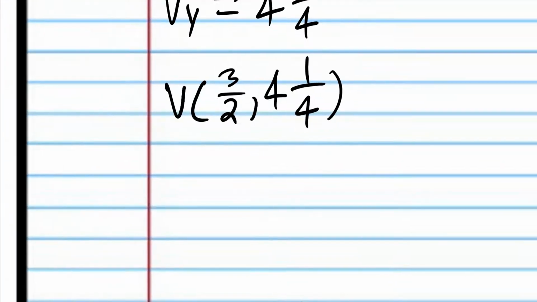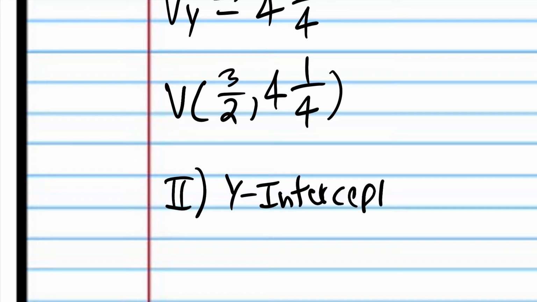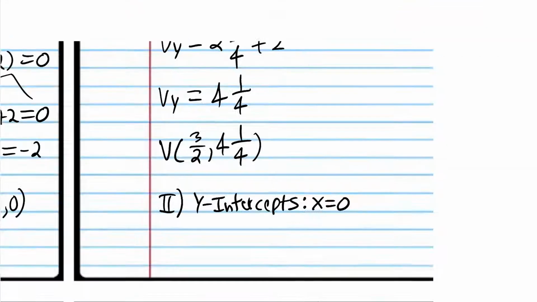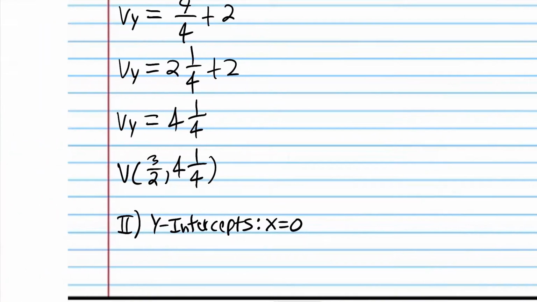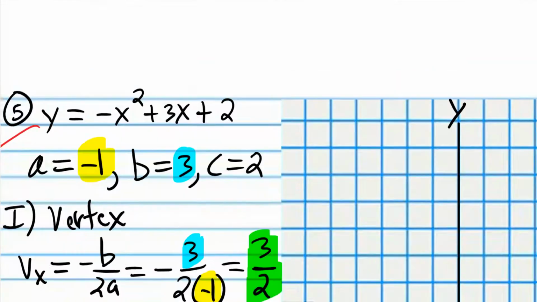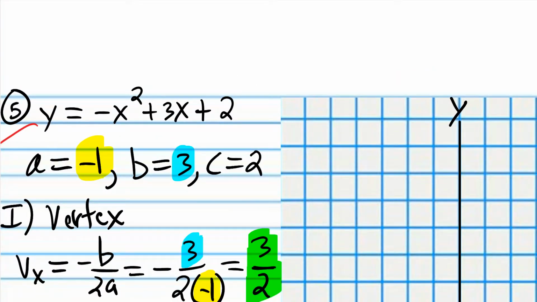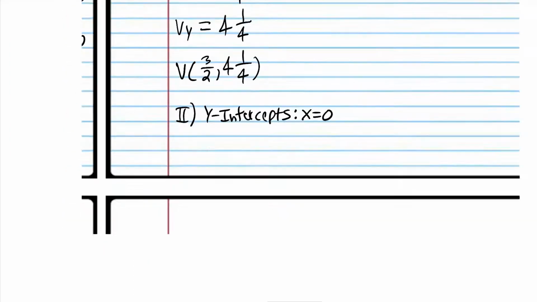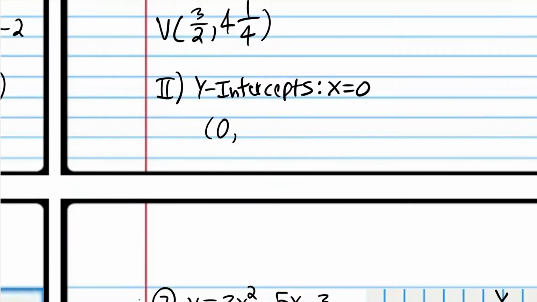Next step, we're going to find the y-intercept as usual. So far everything looks the same as the previous problems. We're going to let x equal 0 to find the y-intercept. And of course, when you're in standard form, this number is always the y-intercept. So the y-intercept is (0, 2).